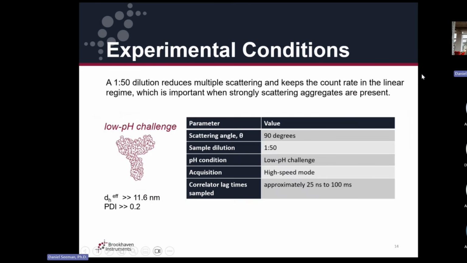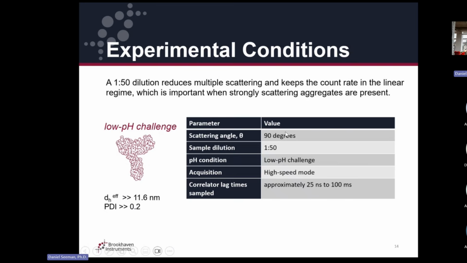So back to the specific experiment we're talking about here today. We're starting off with a formulated pharmaceutical grade monoclonal antibody, molecular weight of around 160 kilodaltons. It's formulated in dilute citrate buffer, and then a 1 to 50 dilution brings it to its final concentration for DLS. If we measure immediately after acidification, we see a small amount of aggregation. So you see an effective diameter above the expected 12 nanometers and a high polydispersity index.